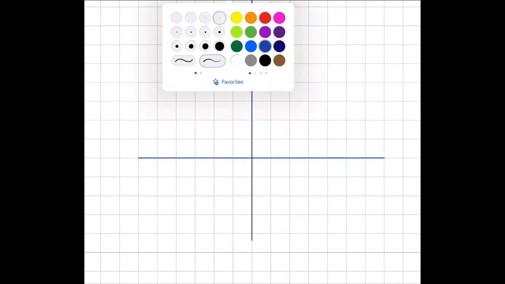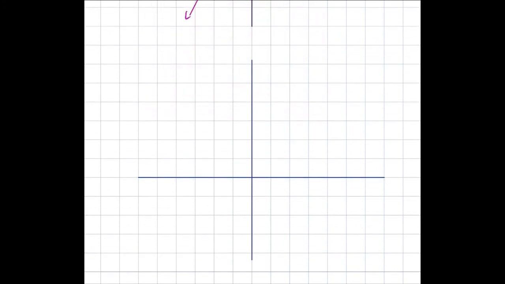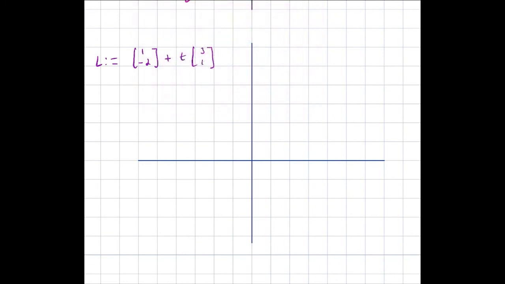we're given, say, a vector equation. Let me just make something up. L is defined to be equal to, say, (1, negative 2) plus t times (3, 1), something like this. Let's plot this. Let's start out at this point here. This is again in the horizontal. The x is 1 and the y is negative 2. So I'm going to go 1 and then down to negative 2, and I end up here.